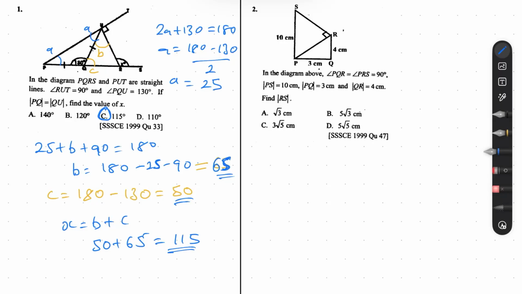Okay, welcome again to another session in this series. In this session, we start with question number 2. Previously, we solved question number 1. So let's solve question number 2 in this session.